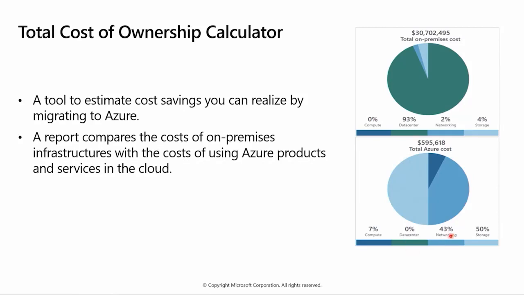And so even though your networking, compute and storage costs go up, it still is less than running it in your on-premises data center. So if you have that information, I highly recommend that you check out the total cost of ownership calculator, because it will let you know whether or not you can save money by switching your workload into Azure.